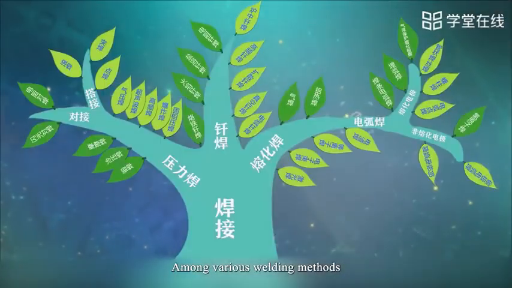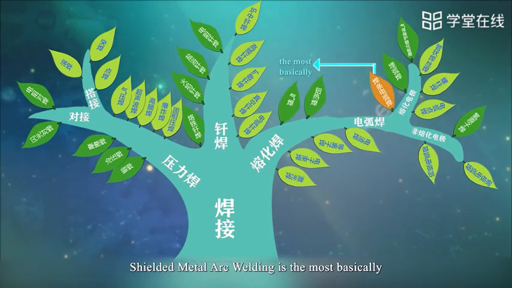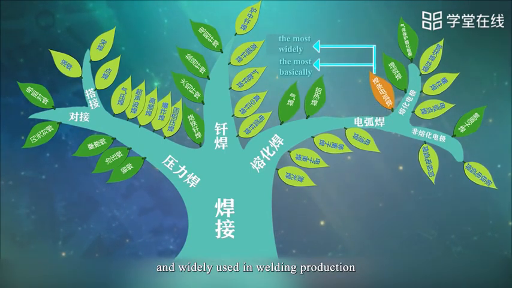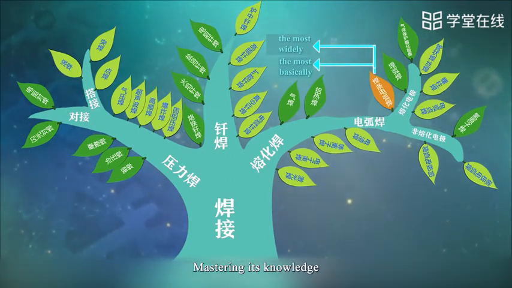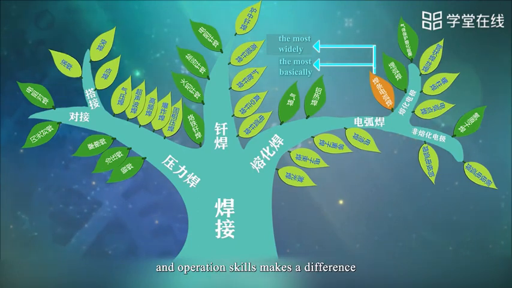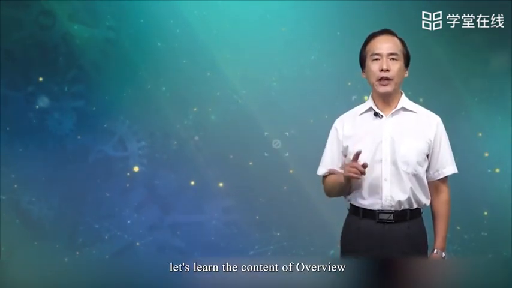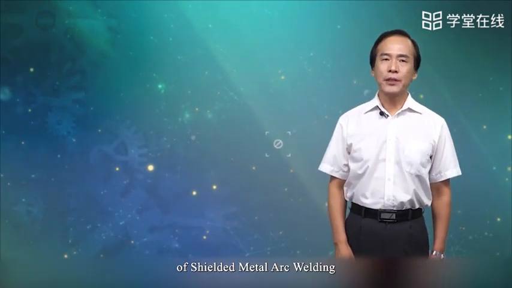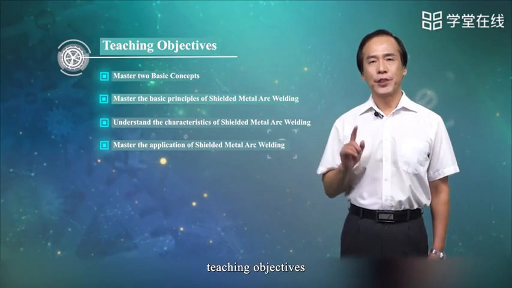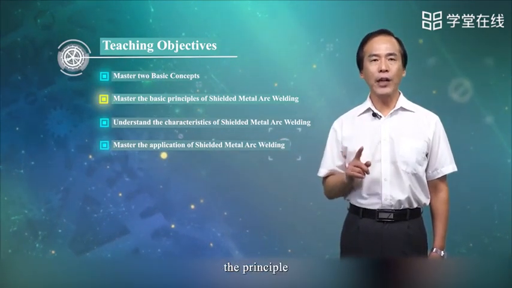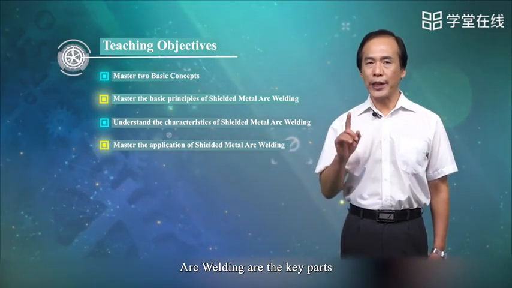Among various welding methods, shielded metal arc welding is the most basic and widely used in welding production. Mastering its knowledge and operation skills makes a difference. Today, let's learn the content of the overview of shielded metal arc welding. This period will achieve the following teaching objectives. The principle and the application of shielded metal arc welding are the key parts.